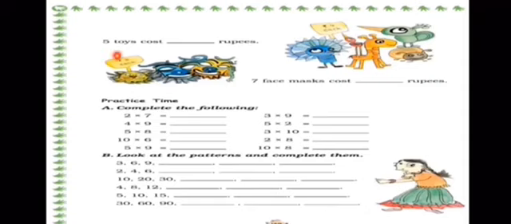Five toys cost how many rupees? So can you see the toys given over here? It's 4 rupees each. So 5 4s are 20. So 20 is the answer. And 7 masks cost how many rupees? So each mask costs 3 rupees. So 7 3s are 21. So 21 is the answer. So start writing the answers in the textbook.